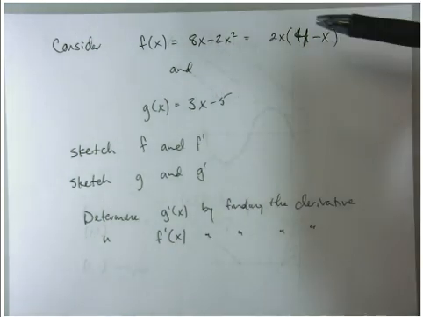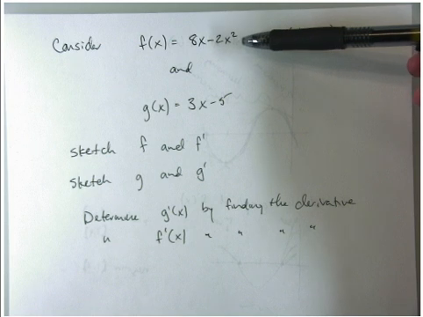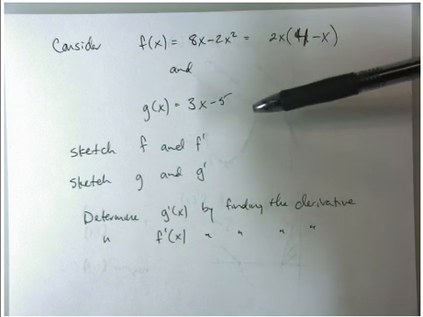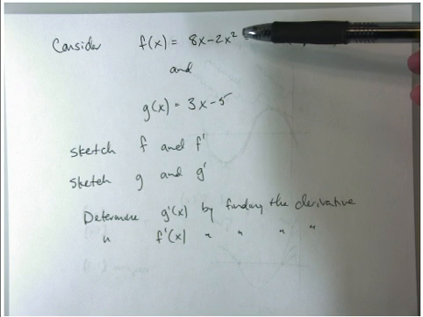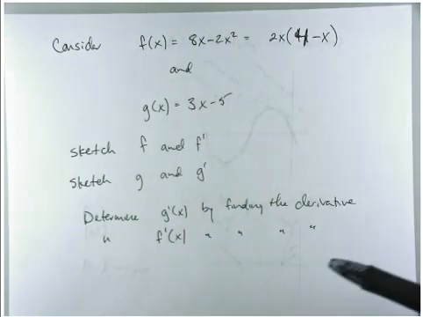Okay, so we're considering these two functions. One is f of x equals 8x minus 2x squared. The other is g of x equals 3x minus 5. So this is a quadratic. It's squared, so it'll be a parabola. This is a line. And I'd like to do a couple of things.